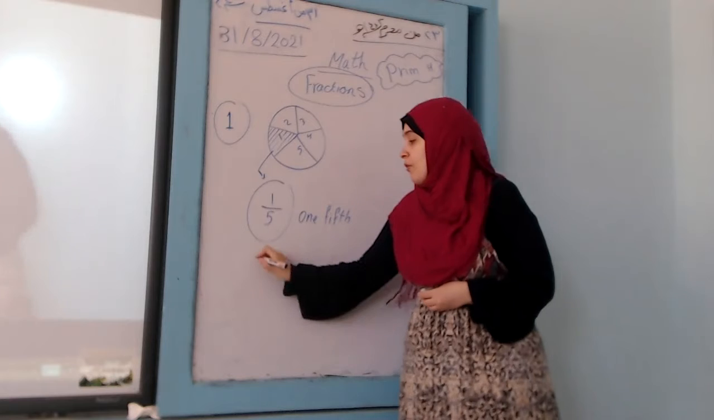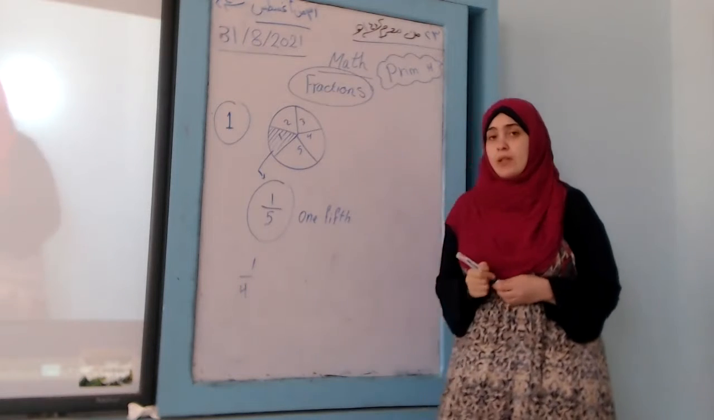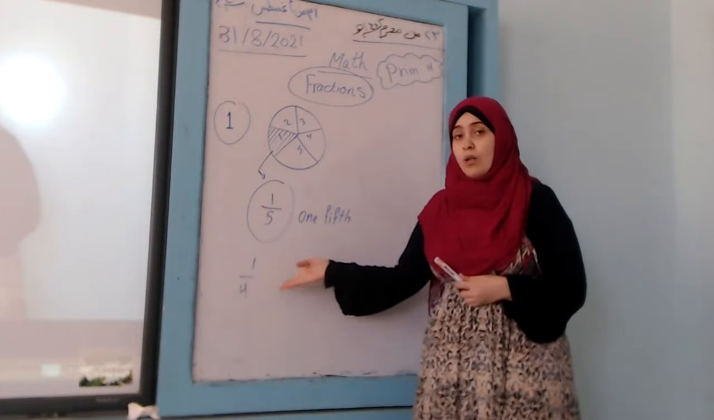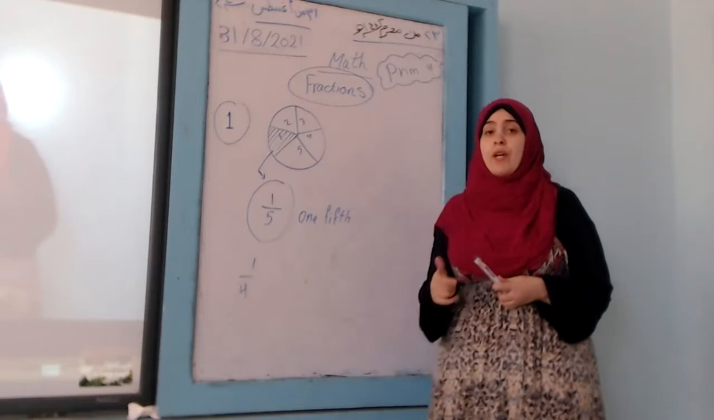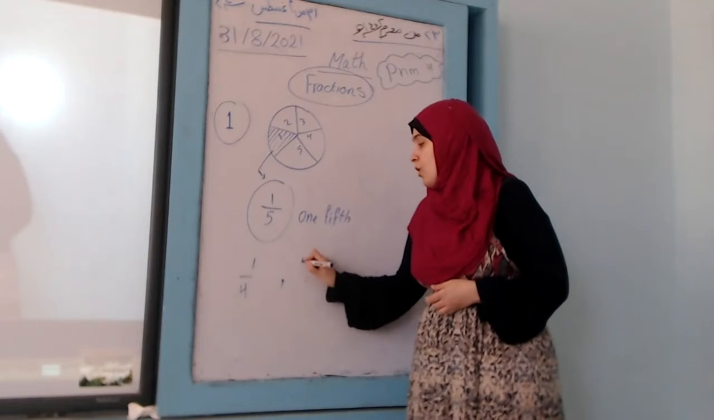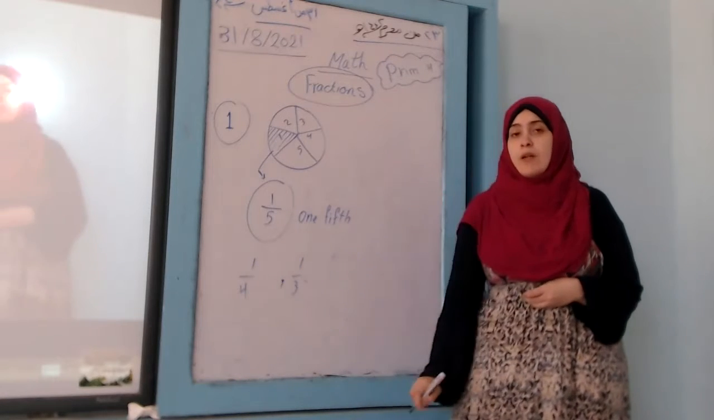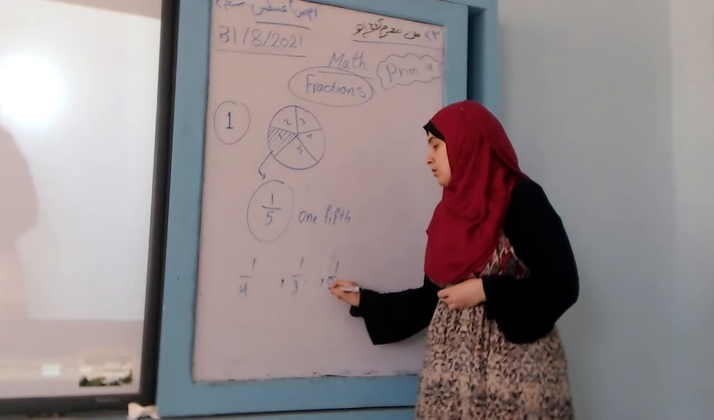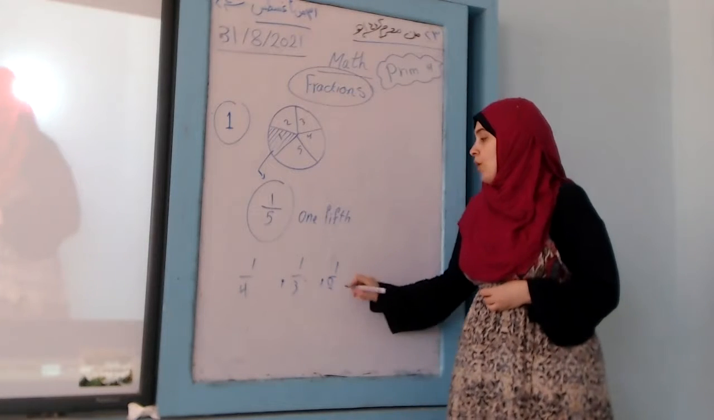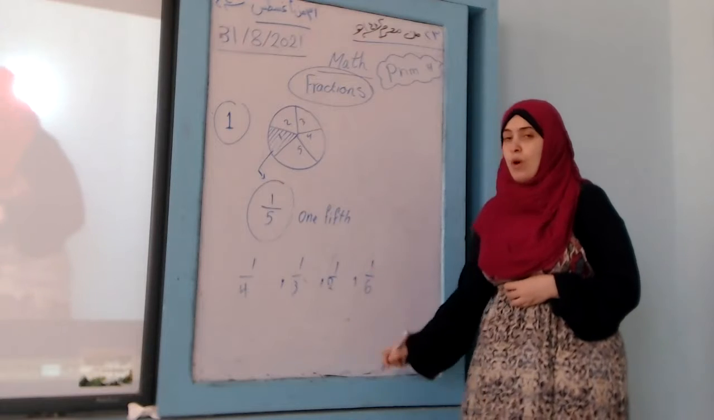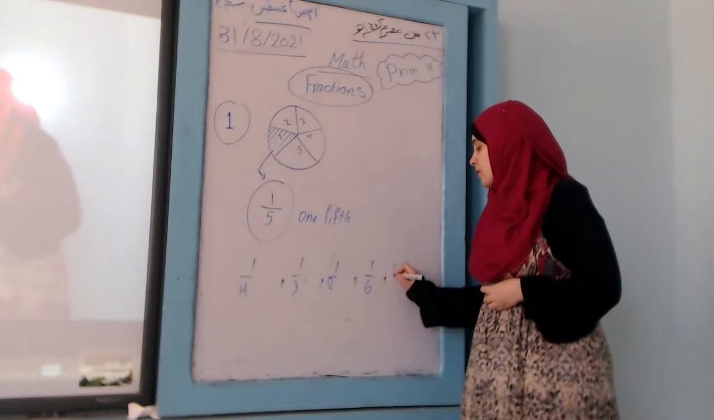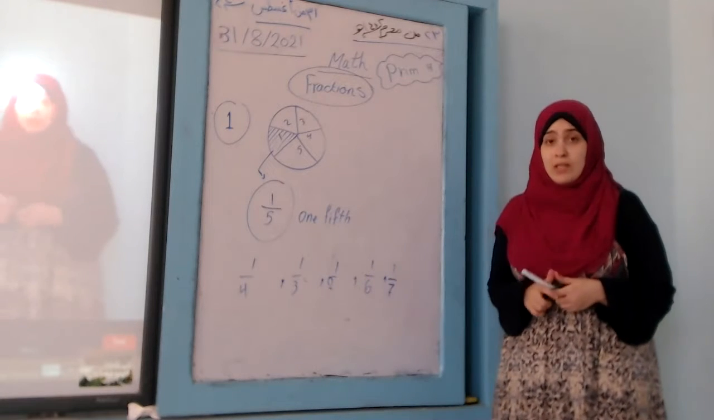If I have 1/4, it is called one quarter. 1/3 is one third. 1/2 is one half. 1/5 is one fifth. 1/6 is one sixth. 1/7 is one seventh.